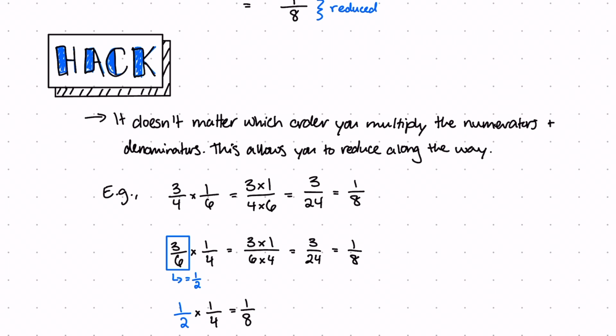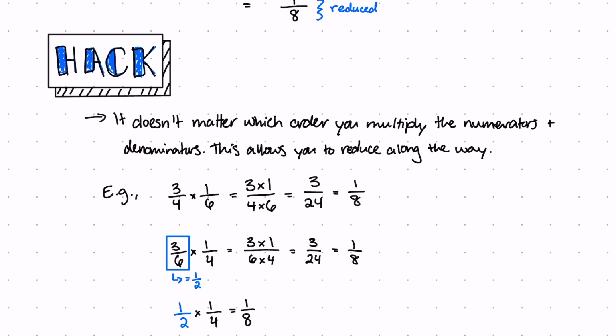Now, just a bit of a hack. It doesn't matter which order you multiply the numerators and the denominators. So this allows you to reduce along the way. So what do I mean by that? So you know how we did 3 over 4 times 1 over 6, and that gave us 3 times 1 over 4 times 6, which gave us 3 over 24, which gave us 1 over 8.